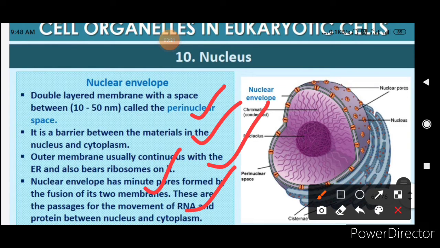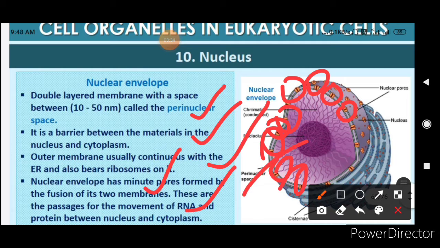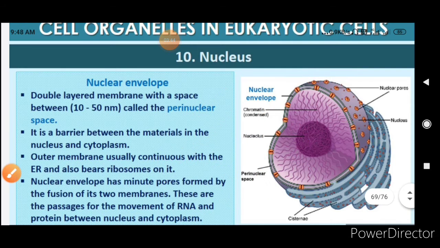Okay. Nuclear envelope has minute pores. Okay, these you can see orange color, channel-like. These are nothing but the pores which are acting as a channel. So this will help in the movement of the material which is inside the nuclear matrix into the cytoplasmic matrix. These are the passages for the movement of RNA and protein between nucleus and cytoplasm.